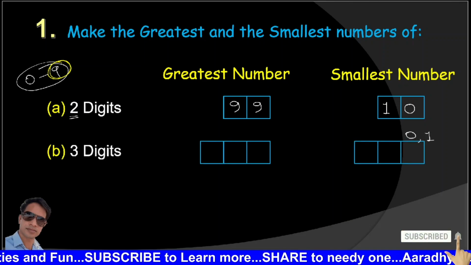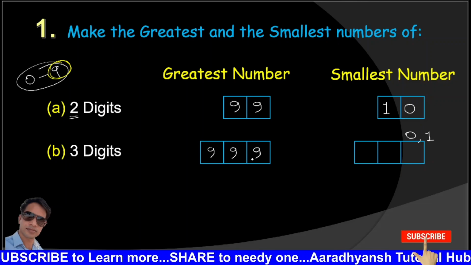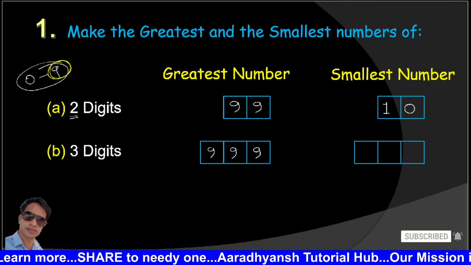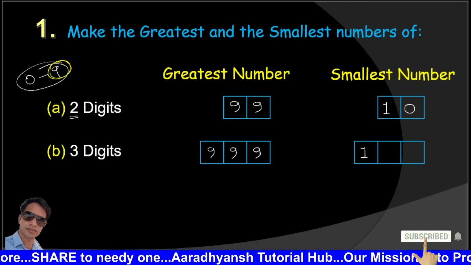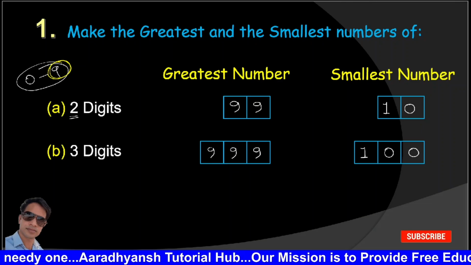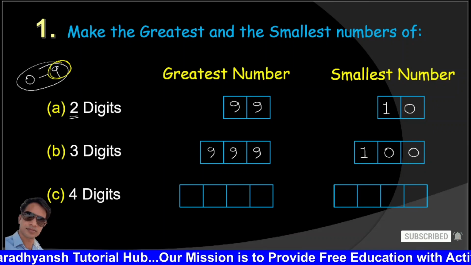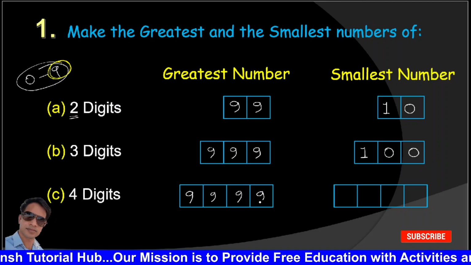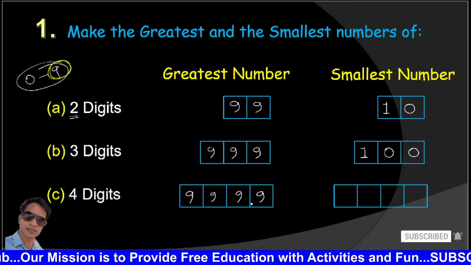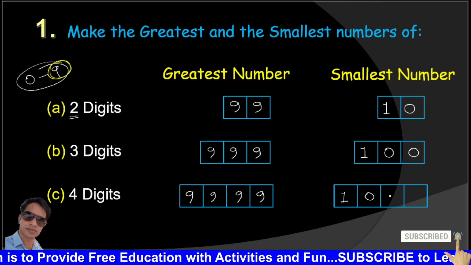To write the 3-digit greatest number we can write 9 3 times, and to make the smallest number having 3 digits, write 1 and the remaining 2 spaces with 0. Okay, and to write a 4-digit number, same as above, we can write 9 4 times to make the greatest number having 4 digits, and the smallest number of 4 digits is 1000.